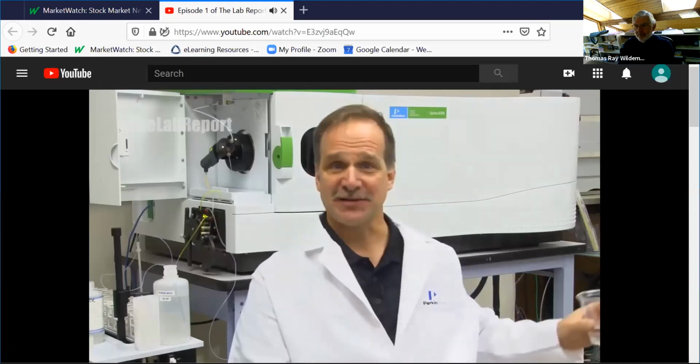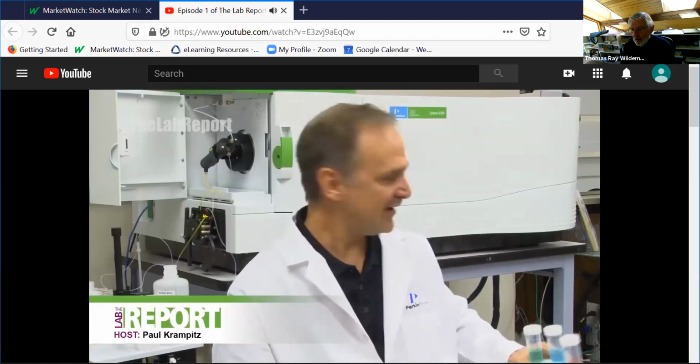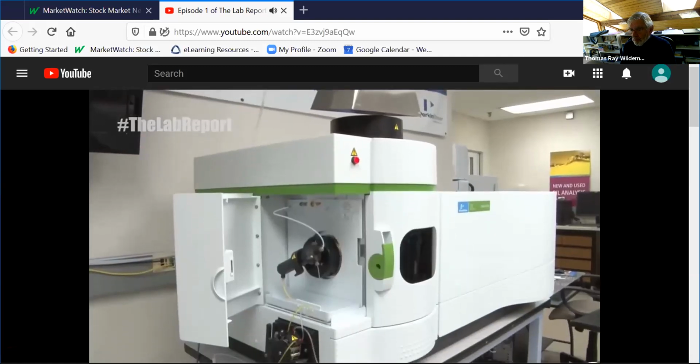Good water. Ever wonder what's in your water? Well, different elements, when in solution, have characteristic colors to them. Copper has a characteristic blue color, and that's because most of the red portion of the spectrum is absorbed, so we see blue. However, we're going to use this general principle to analyze different types of elements in different types of water samples using different types of analytical technology. Hello, and welcome to the Lab Report. I'm your host, Paul Krampitz, and today we'll be talking about the analysis of water using an ICP plasma spectrometer.